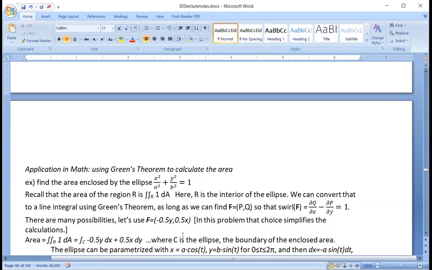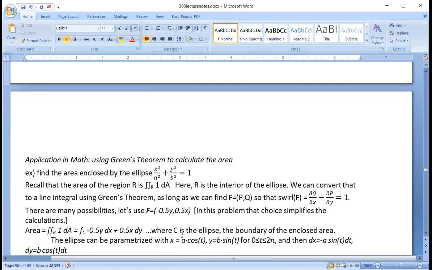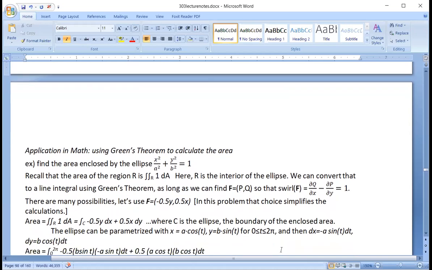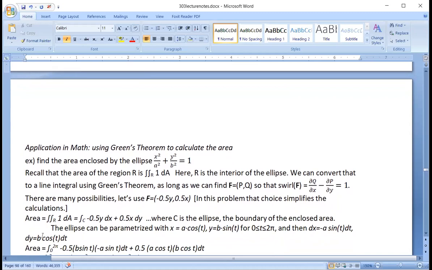Once we have that, we can now just do our regular line integral calculation. We need the parameterization for dr. We can calculate dx and dy. dx is negative a sine t dt. dy is b cos t dt. Now let's plug in all the parameterizations. The area is just going to be the integral as t goes from 0 to 2 pi. Plug that all in, you get negative half b sine t times negative a sine t dt plus half a cos t times b cos t, all that dt.